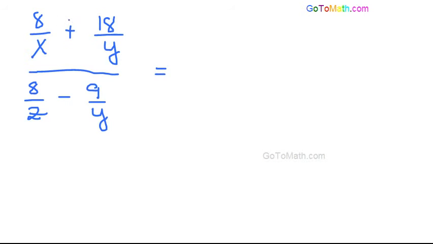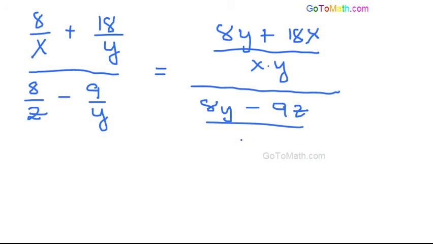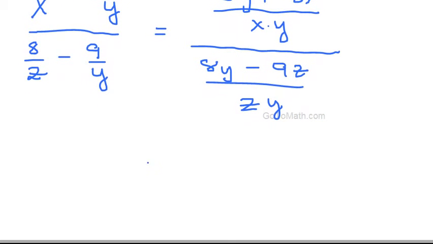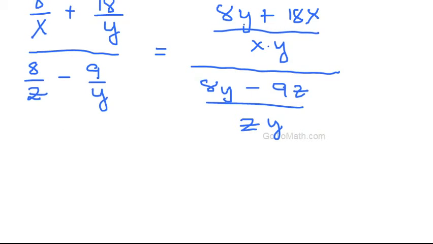So let's go ahead and get this all into one single fraction here. So this is going to be 8y plus 18x over xy. Okay. And then this one here will be 8y minus 9z over zy.